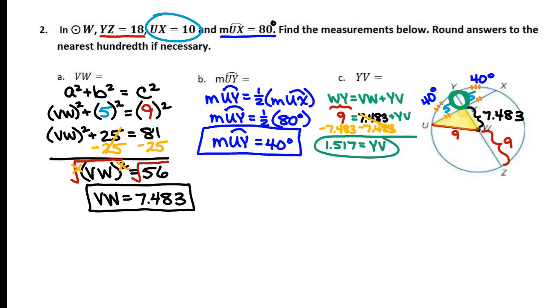Did that process make sense? Remember, if they want you to find part of a radius, try to make a right triangle so that you can use Pythagorean theorem. If they want you to find the other little part of that radius, after you found one piece, if you know how big the radius is, then you can just subtract what you found from the whole radius to find that other little part.